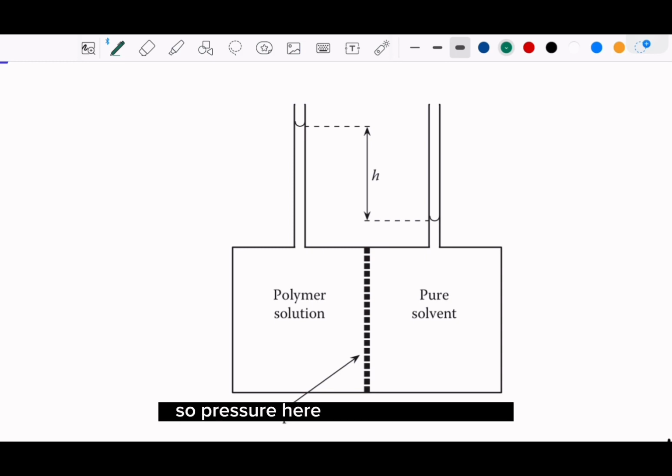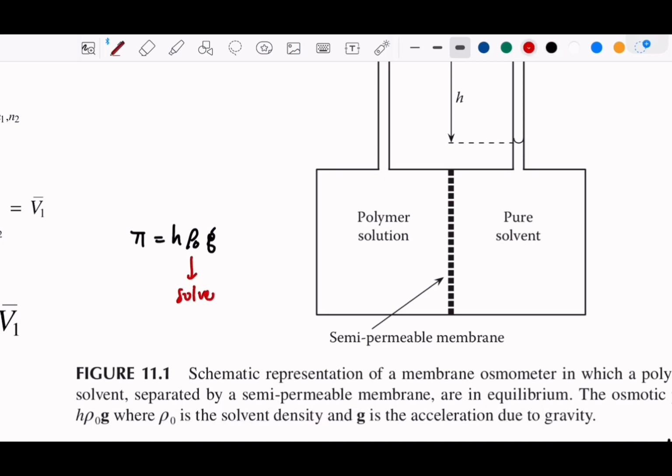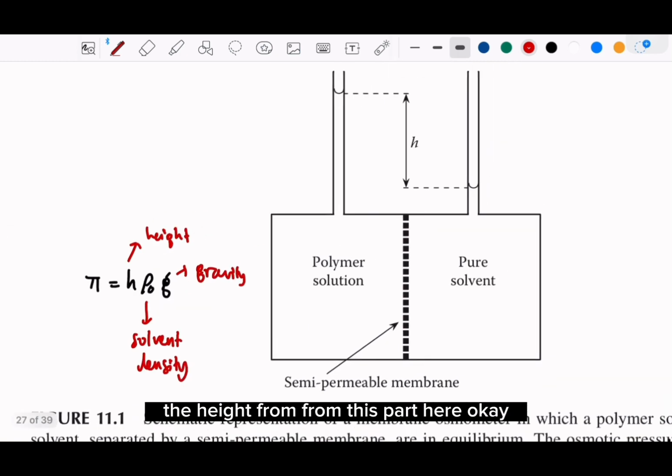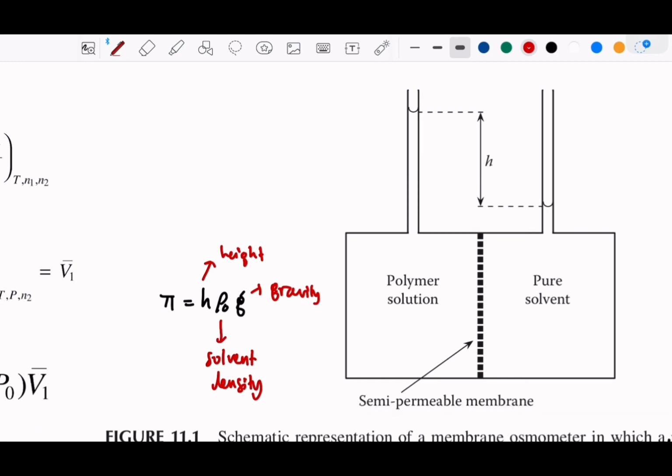So the pressure here is usually written as pi, the osmotic pressure. This is rho, the solvent density, and g is the gravitational acceleration, and h is the height from this part here. I should have drawn the picture at the beginning. I forgot to put it in the first place.